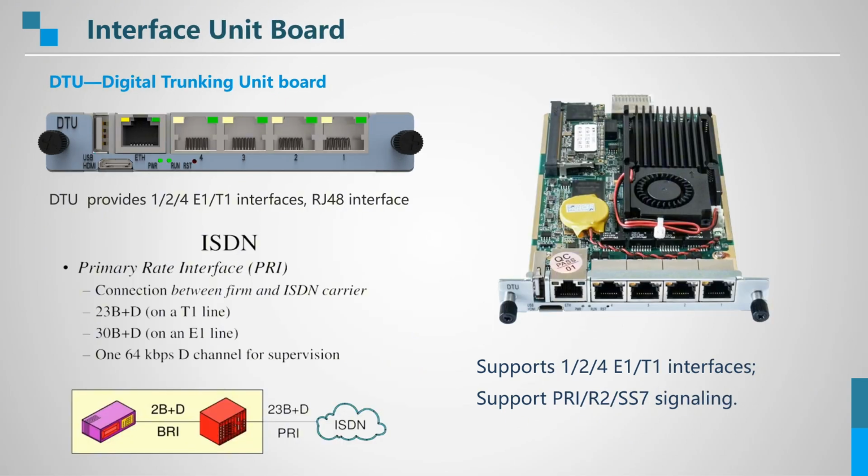The Digital Trunking Unit Board, DTU, offers 1/2/4 E1/T1 interfaces with RJ48 connectors. It supports various signaling protocols like PRI, R2, SS7, facilitating reliable connections with ISDN carriers. This is crucial for enterprises that require high-speed and stable digital communication lines for data and voice transmission.